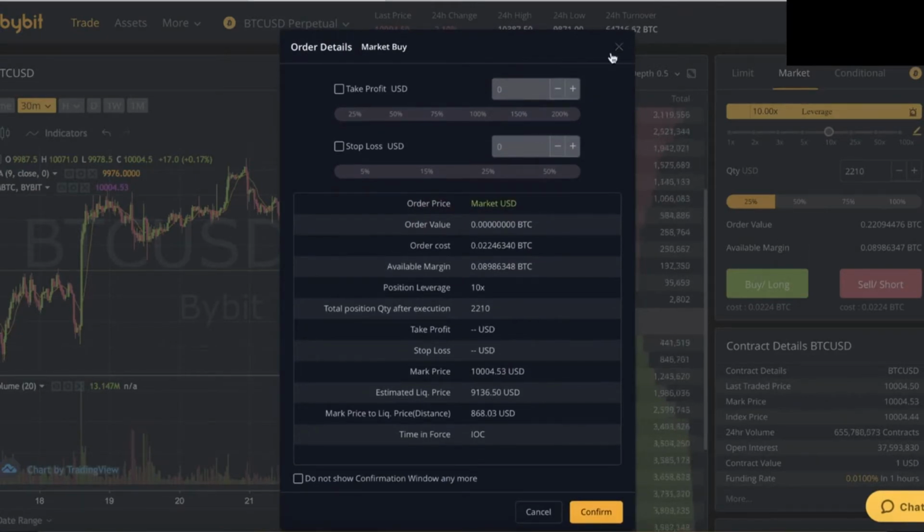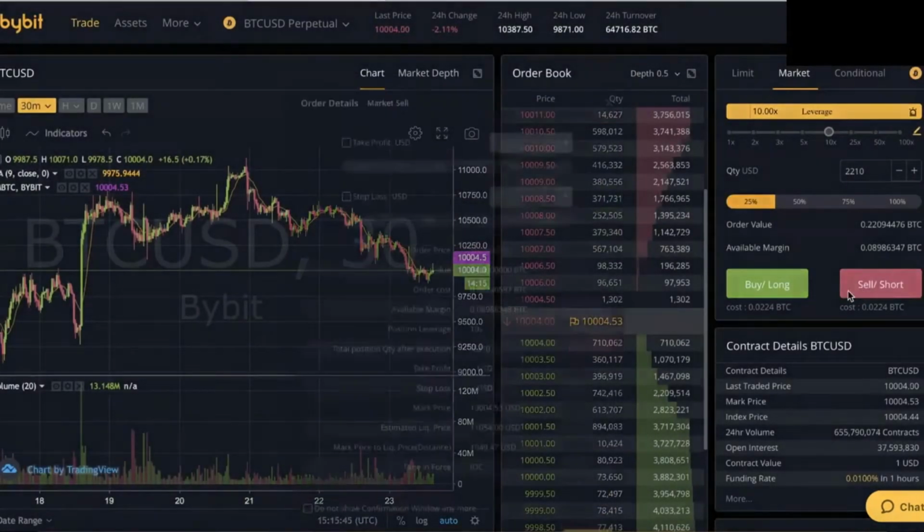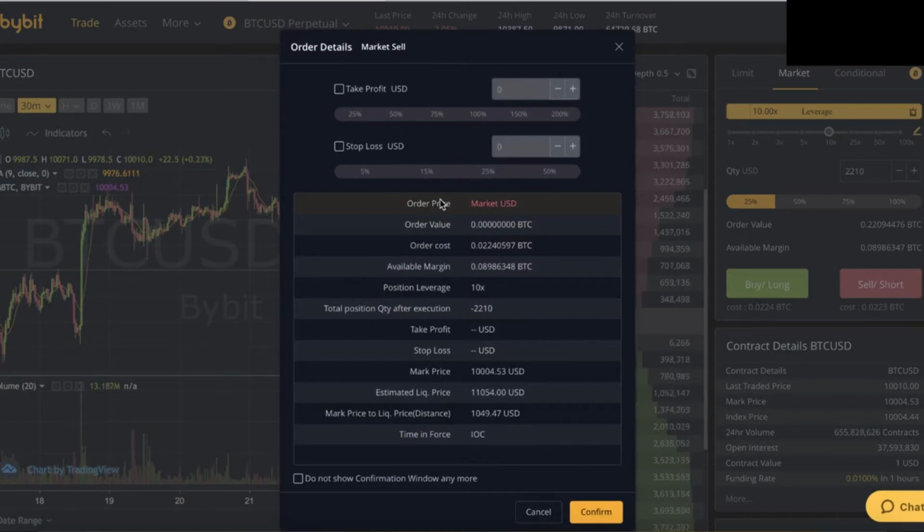In fact, I'm going to show you the short side now. It's exactly the same. Just click on sell short. It's going to tell me the order price, it's going to short Bitcoin at the market rate. So whatever the first price that Bybit can short for me is at, it's going to short right there.